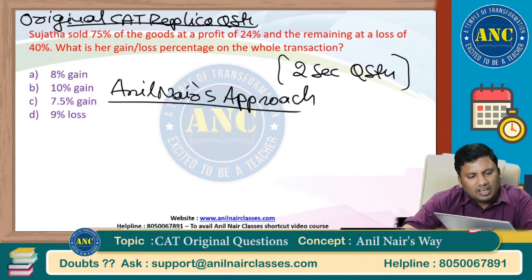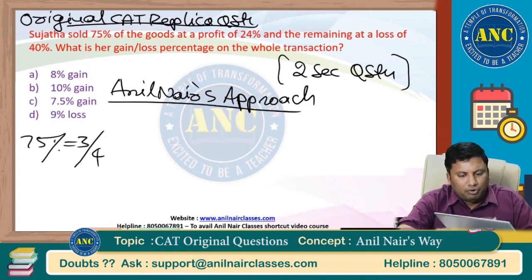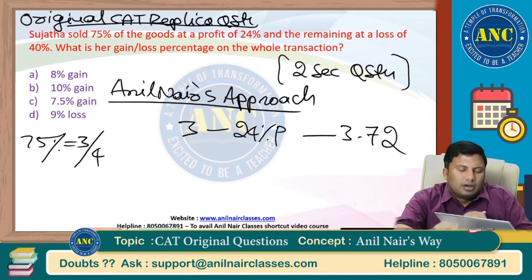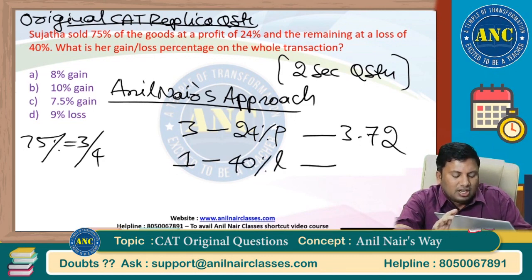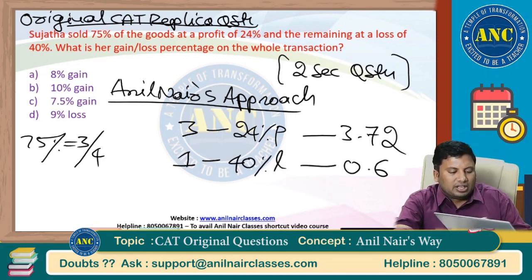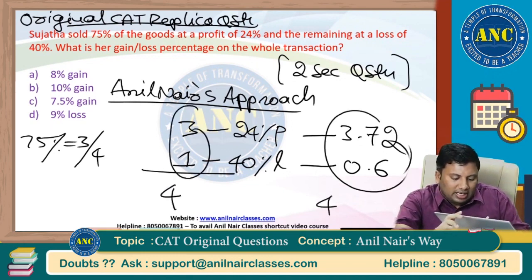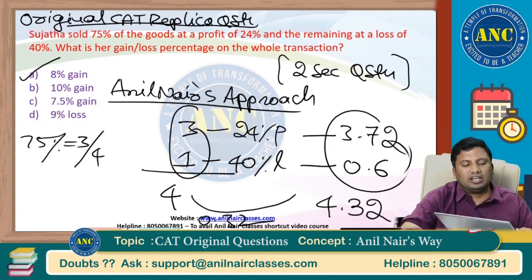See here. Sujata sold 75%. 75 percentage is 3 by 4. 3 parts at 24 percentage profit, which is nothing but 3.72. Remaining is 1 part at a loss of 40 percentage loss, which is nothing but 0.6. Total it is nothing but 4.32. It is 0.32, which is 8 percentage gain.